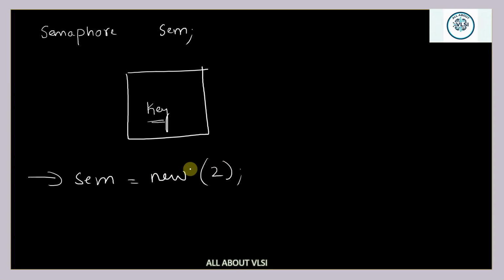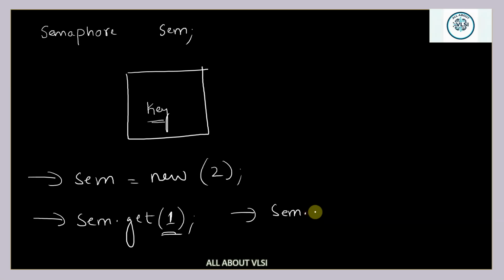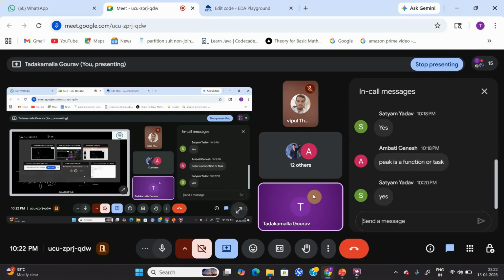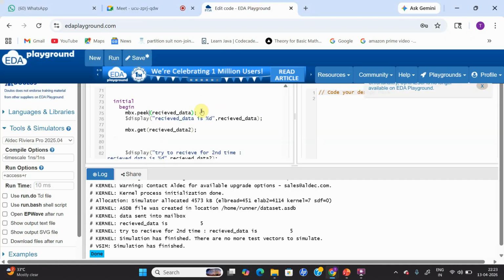Now let's say if I want to get any keys from this bucket, what I'm going to use is sem dot get. And how many keys do I need? One key. If I write one, then I'm going to take one key. And if I want to put the key back into this bucket, I'm going to use sem dot put of 1. Now how is it going to work, let us check it out.